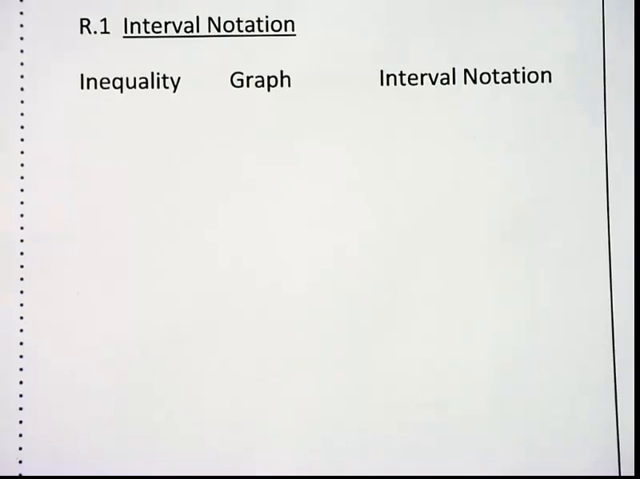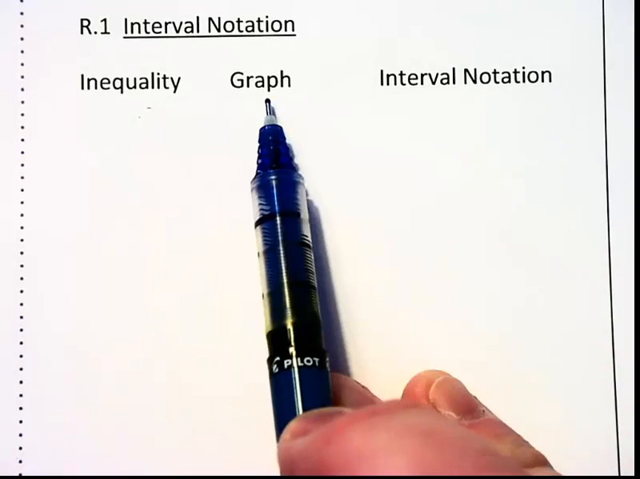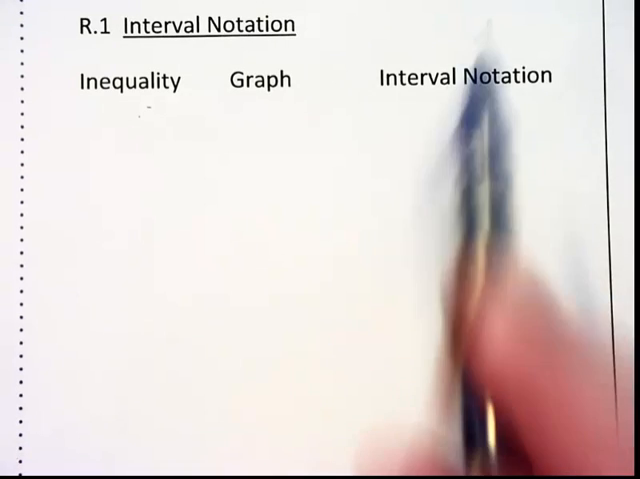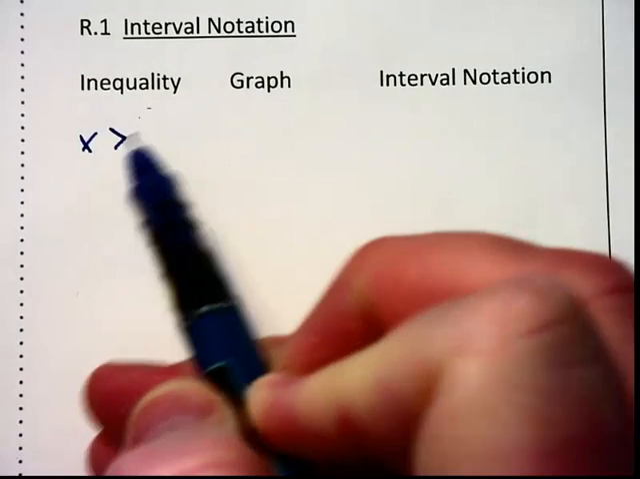This is one of the more important videos in the course because we're going to be writing out some of the notation we're going to be using throughout the semester. You'll notice that I've got three columns here, one for the inequality, one for the graph on a number line, and the third for interval notation. Let's begin with the inequality x is greater than 2.